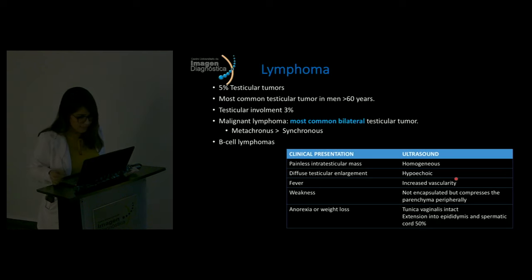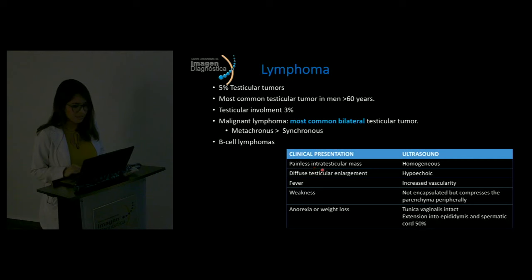The next will be lymphoma, and this is 5% of all the testicular tumors. They will be more common in men older than 60 years, where it can account for up to 50% of intratesticular masses. However, testicular involvement is only seen in 1 to 3% of patients with lymphoma. Okay, so they are very malignant, and the most common bilateral testicular tumor.